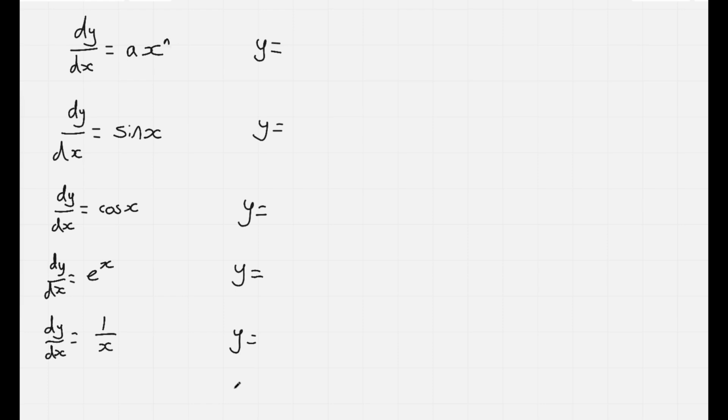Well, I know what differentiates to x to the n. Well, that's going to be x to the n plus 1 will differentiate. But obviously we need the a here. But when I differentiate this, I times by the n plus 1. The n plus 1 comes down. So I need to make sure to divide by this n plus 1.